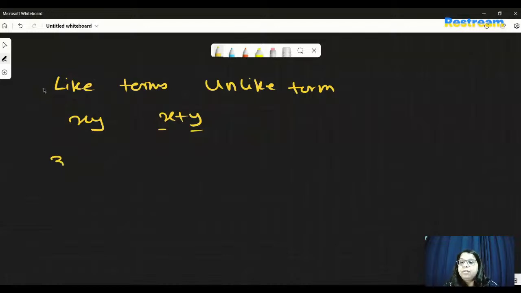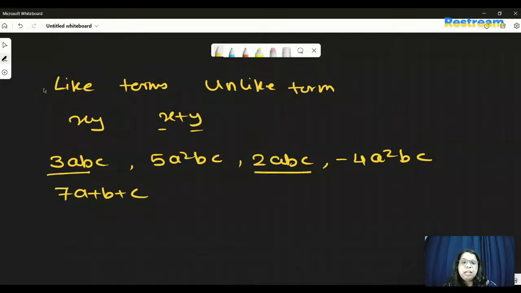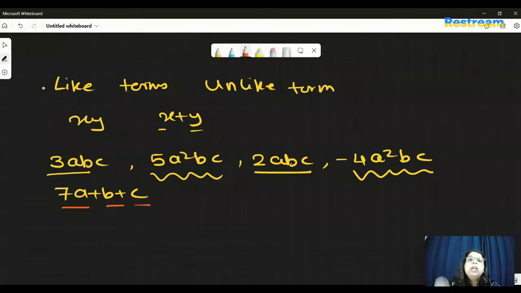So let's say I have 3abc, I have 5a square bc, I have 2abc, I have minus 4a square bc, and then I have 7a plus b plus c. Out of these, 3abc and 2abc are like terms, whereas 5a square bc and minus 4a square bc are like terms. But when we look at 7a plus b plus c, each term in this expression is different. So these terms are unlike.